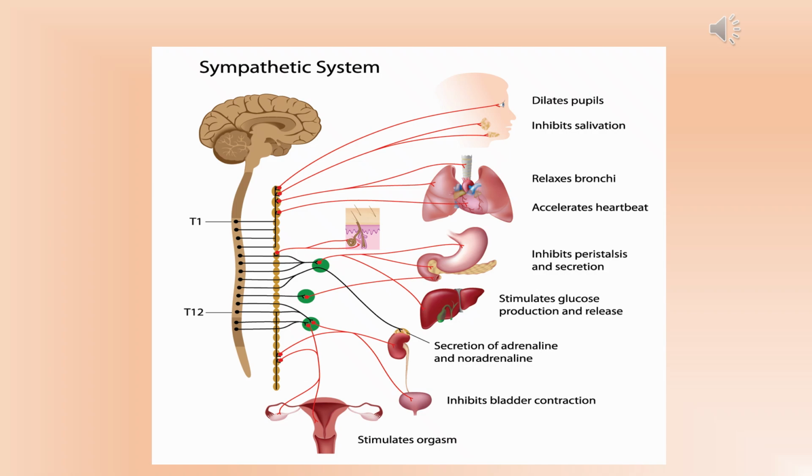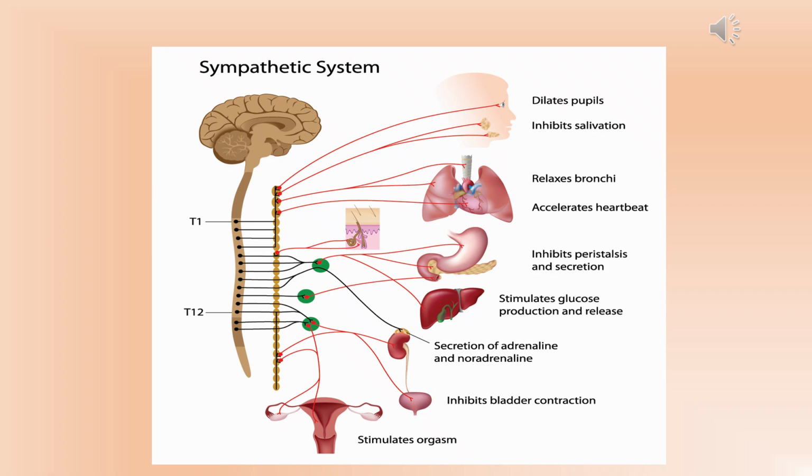Okay, so the other tissues here innervated by sympathetic fibers enjoy the effects of the neurotransmitter norepinephrine. Notice that we're going to relax or dilate the bronchi. That's because we need to take more air in. Notice that we're going to accelerate the heartbeat. That's because we need to pump more blood, more oxygen, more glucose to the brain and to the skeletal muscles.